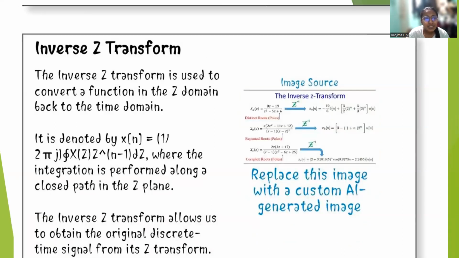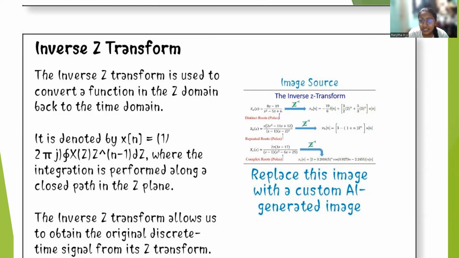Inverse Z transform. The inverse Z transform is used to convert a function in the Z domain back to the time domain. It is denoted by x(n) equals 1 over 2 pi j, integral of X(z) times z power n minus 1 dz, where the integration is performed along a closed path in the z plane. The inverse Z transform allows us to obtain the original discrete time signal from its Z transform.